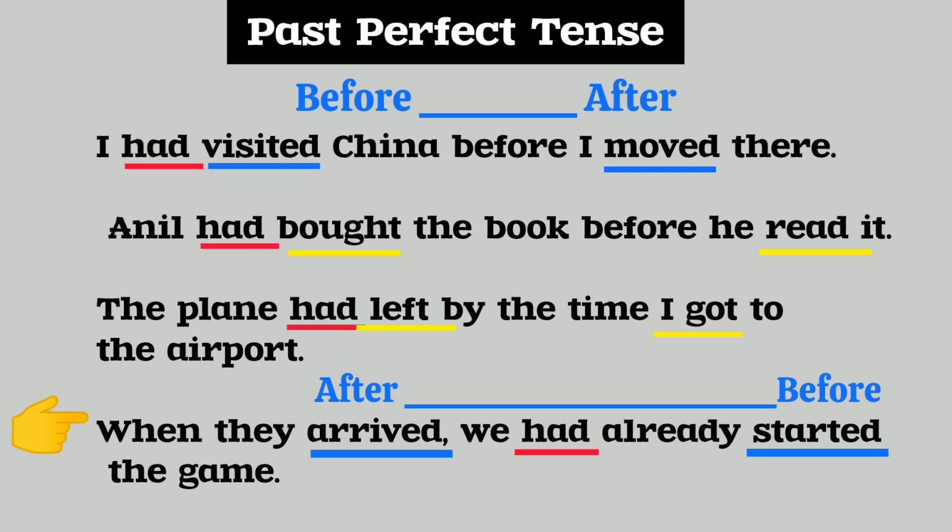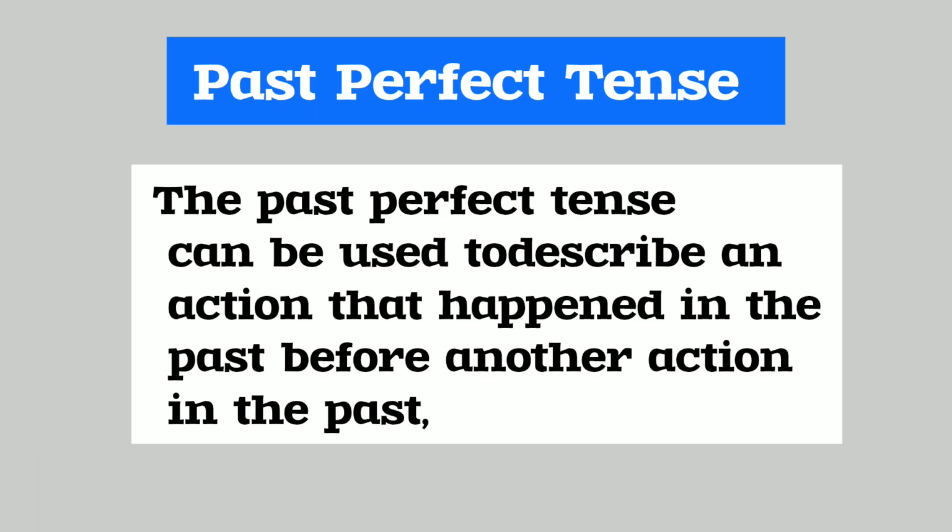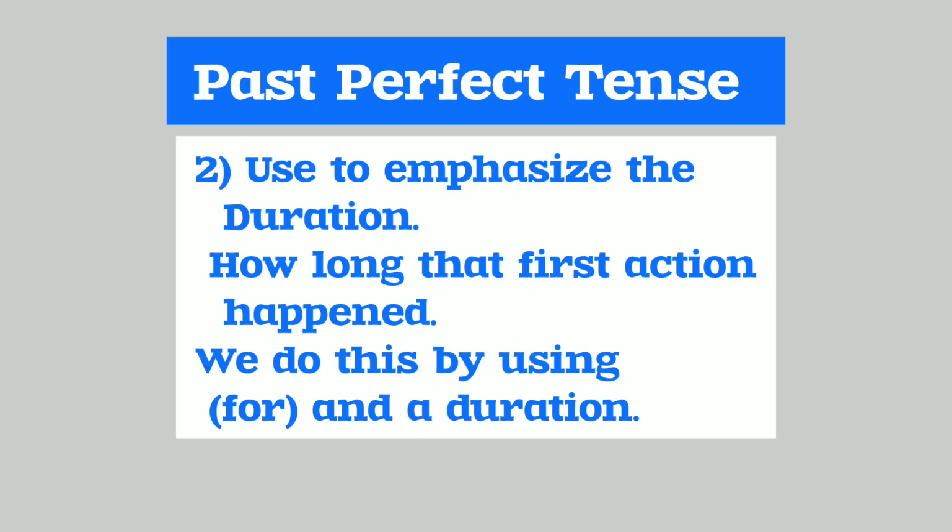Let us move on. Earlier, I mentioned that the past perfect tense can be used to describe an action that happened in the past before another action in the past. We can do the same thing but also emphasize the duration, how long that first action happened. And we do this by using for and a duration. So let's have a look.